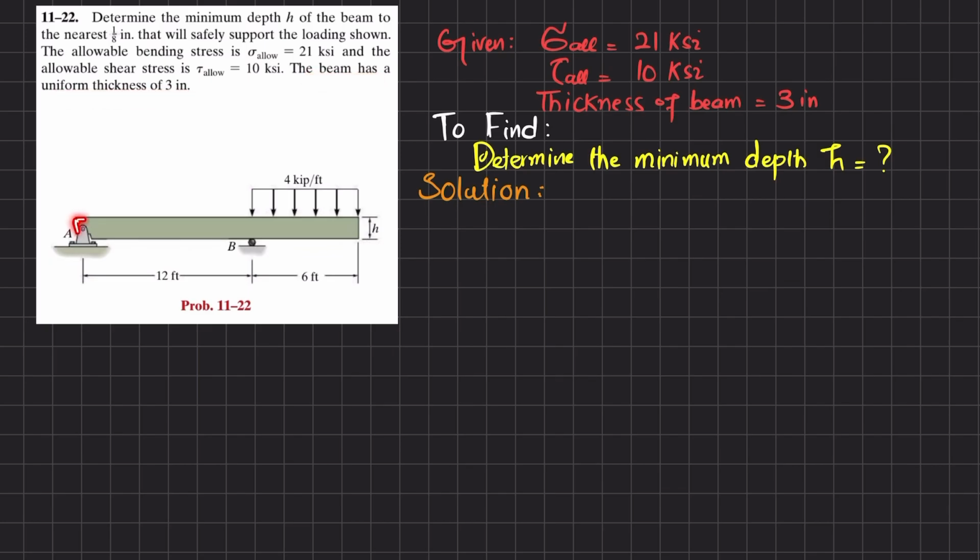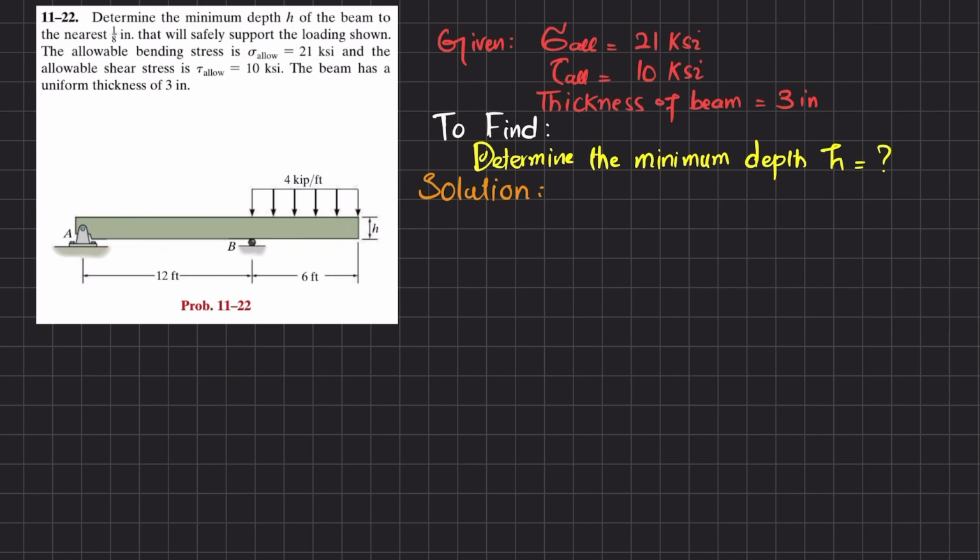So you can see this is an overhanging beam, having a uniformly distributed load from B till the end, that is 4 kips per feet, and there is a rolling support at B and a pin support at A. The beam is rectangular, so this thickness is 3 inch, and you have to find this height h, the minimum depth h. So let's start with the solution.